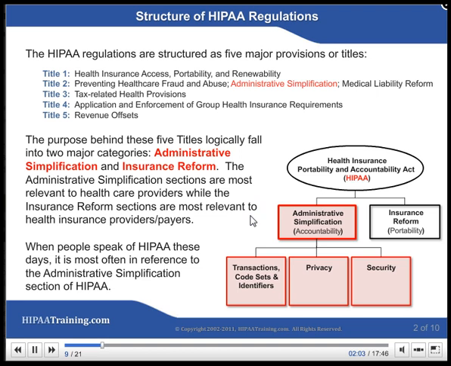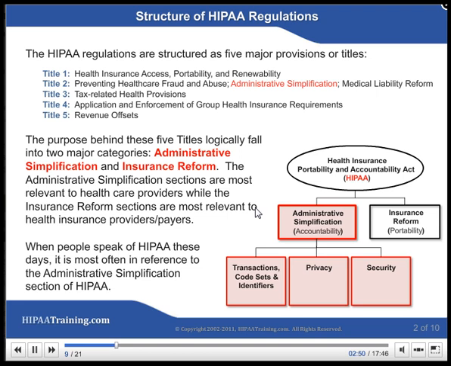Structure of HIPAA regulations. The HIPAA regulations are structured as 5 major provisions or titles. Title 1. Health Insurance Access, Portability, and Renewability. Title 2. Preventing Healthcare Fraud and Abuse, Administrative Simplification, Medical Liability Reform. Title 3. Tax-Related Health Provisions. Title 4. Application and Enforcement of Group Health Insurance Requirements. Title 5. Revenue Offsets.